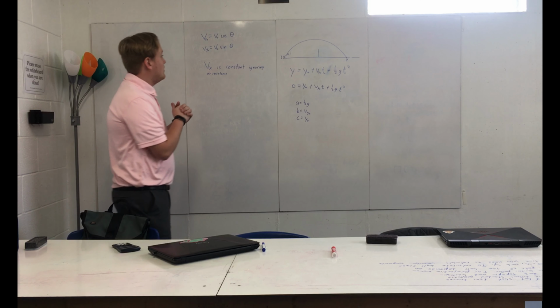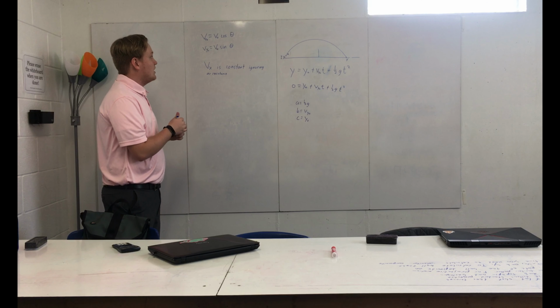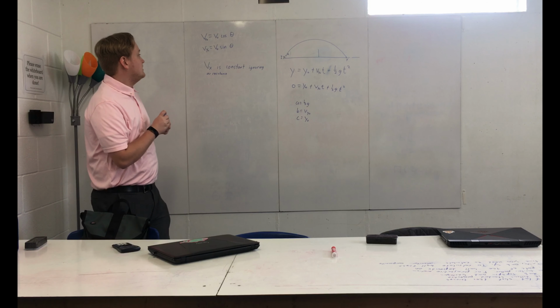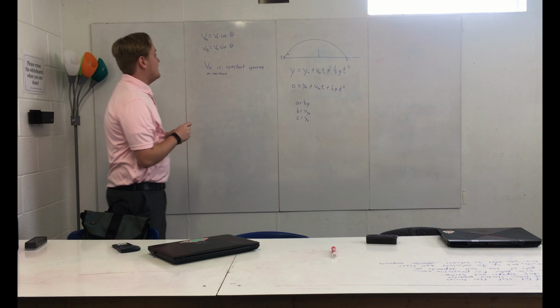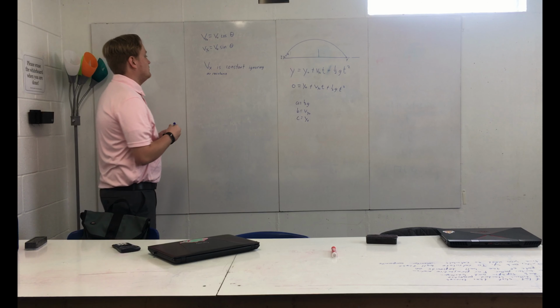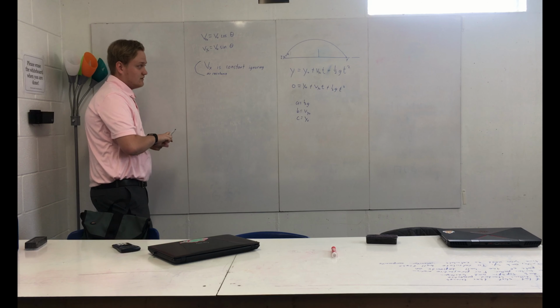So to calculate the ball flight time, you need to calculate the velocity vector components. To do that, you take the initial velocity times cosine theta to get Vx, and the initial velocity times sine theta to get Vy. And we're going to assume Vx is constant because we're going to ignore air resistance.